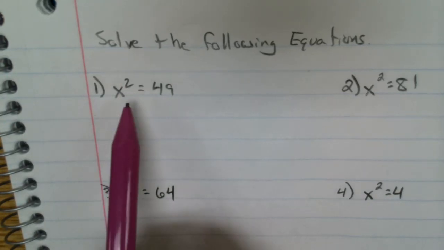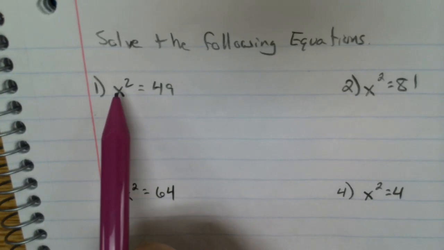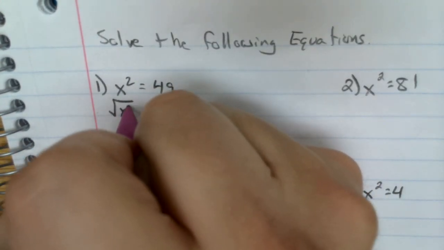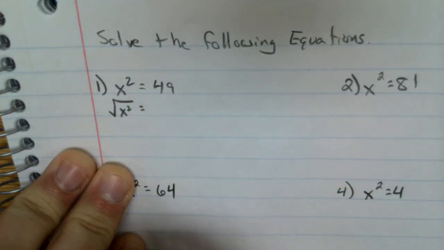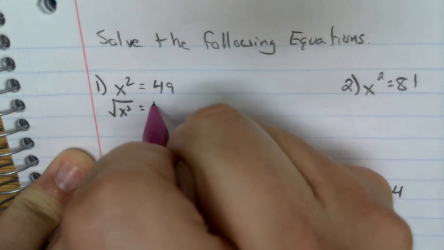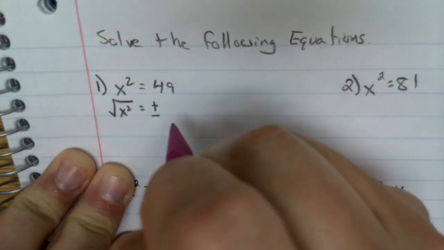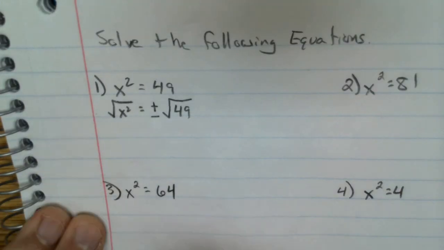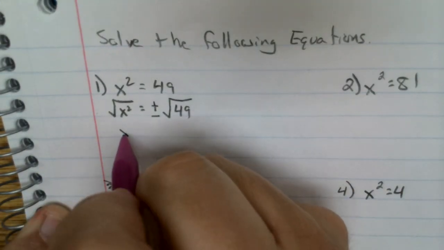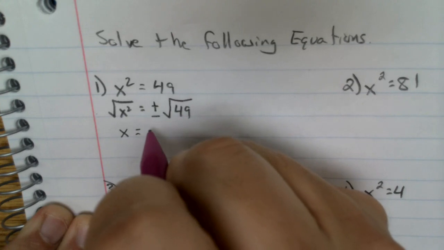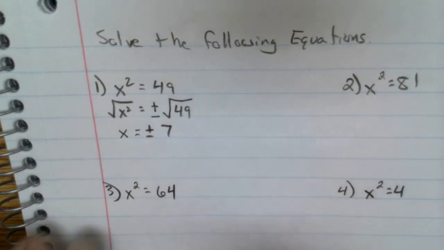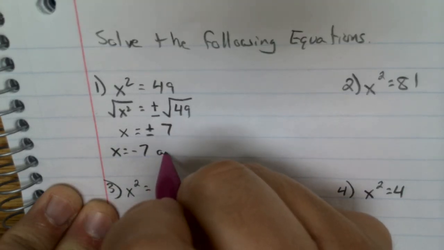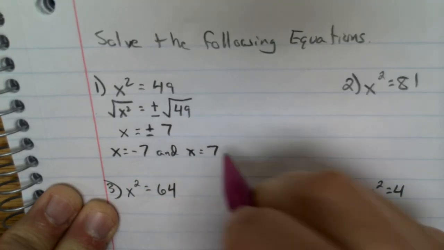Okay. All I have to do is cancel out this square on the left side to get x by itself. So I'm going to take the square root of both sides. Now remember, on the right side, I'm going to end up with two different answers. So I'm going to put the plus or minus there now. Plus or minus the square root of 49. The square root of x squared is x, and I get plus or minus 7. Remembering, this means x equals negative 7 and x equals 7.